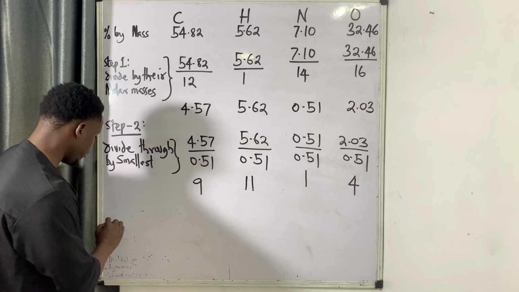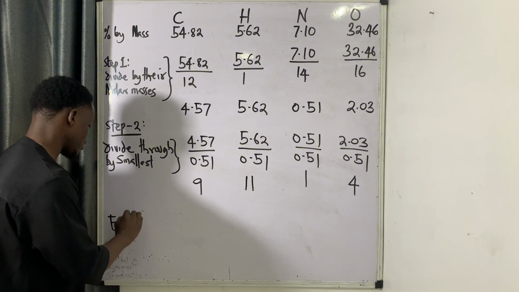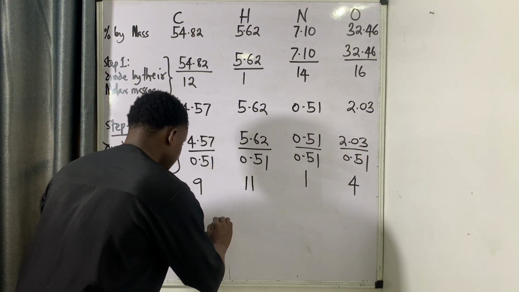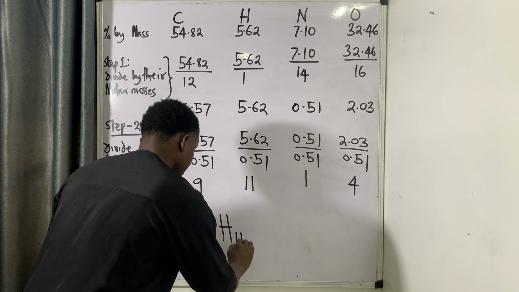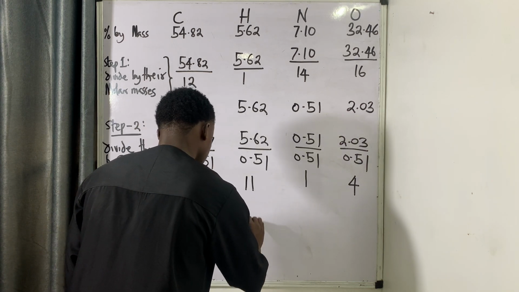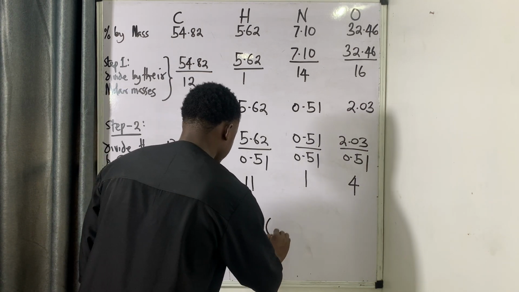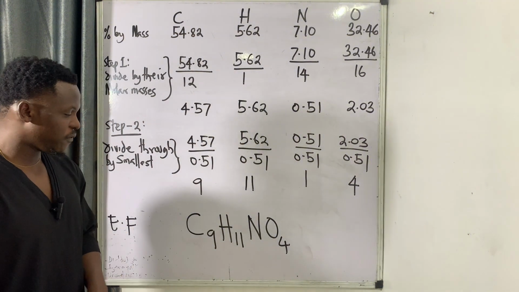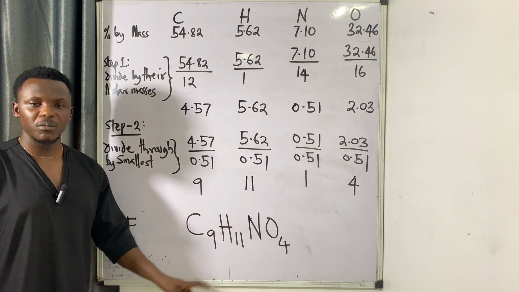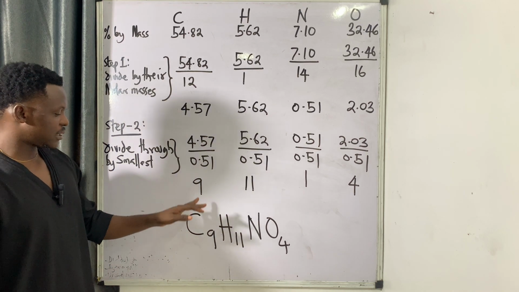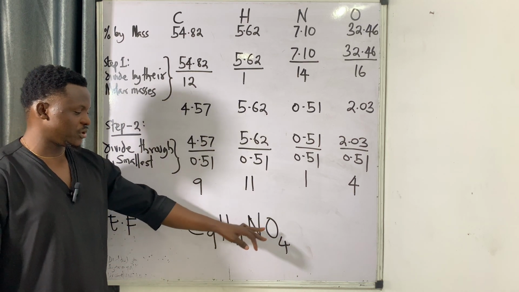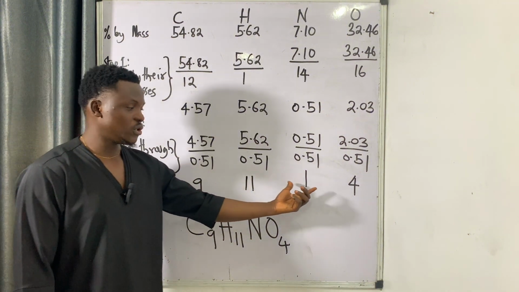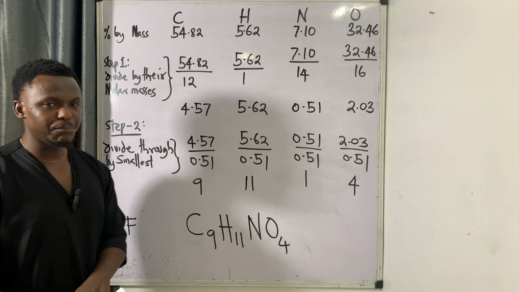So therefore, the empirical formula of this becomes C9H11NO4. Now this becomes the empirical formula of this compound. Now carbon, hydrogen, nitrogen, oxygen are combining in this ratio, 9:11:1:4. As simple as that.